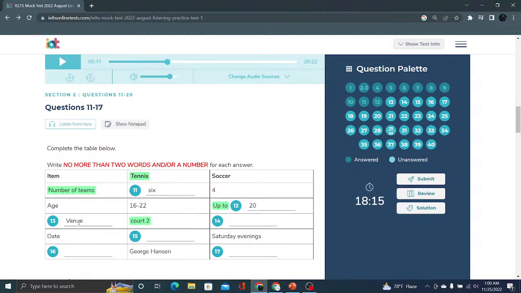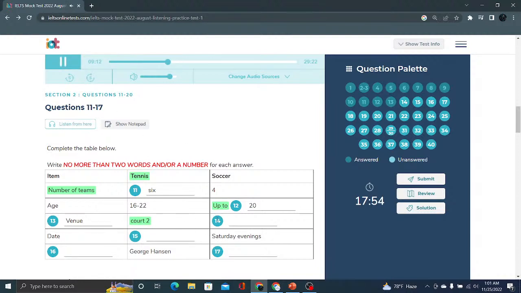Venue, because she was saying that, let me explain to you. She was saying that in this new season there are some changes. The first one is the venue. Okay, that's what the answer would be, venue. Now let's listen for question number 14.